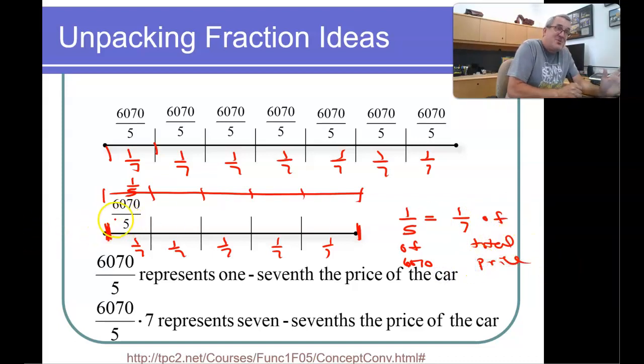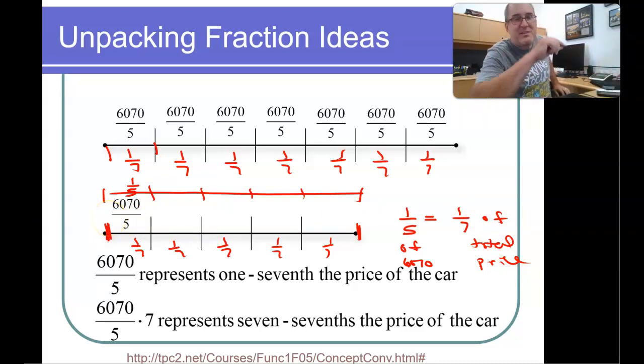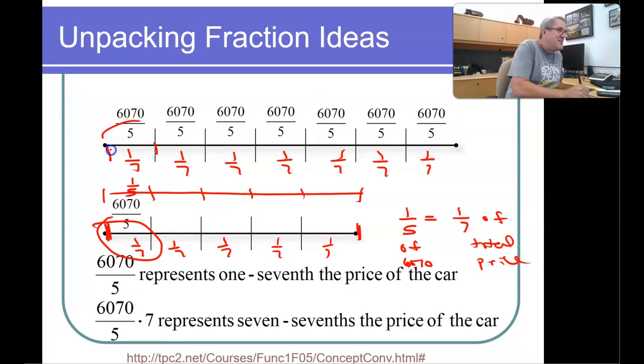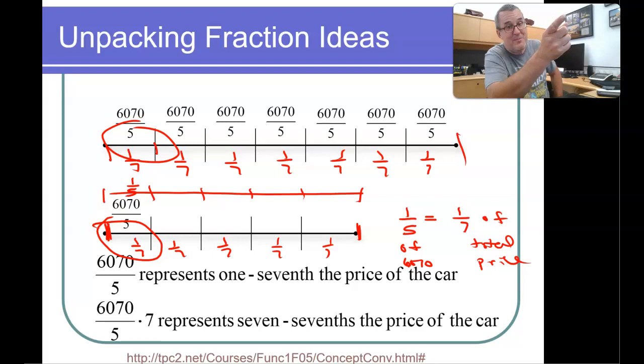So visually, this is why fractions are awesome. We have this flexibility. We can think of that same amount as a 1/5 of the 6,070, and we can likewise think of it as 1/7 of the whole. It's 1/5 of the 6,070, but it's 1/7 of the whole price of the car. This is an important moment. We must work to make this idea okay for students to have success as they continue on with fraction addition, subtraction, multiplication, and division. Keep working on it.